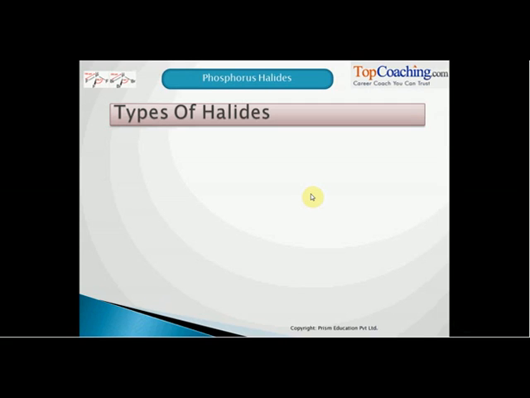Now before we talk about the types of halides, shall we quickly recall what halides are? Compounds of halogen atoms with other elements are known as halides, and we know what halogen atoms are: chlorine, fluorine, bromine, iodine, and so on, all the halogen family atoms, right?